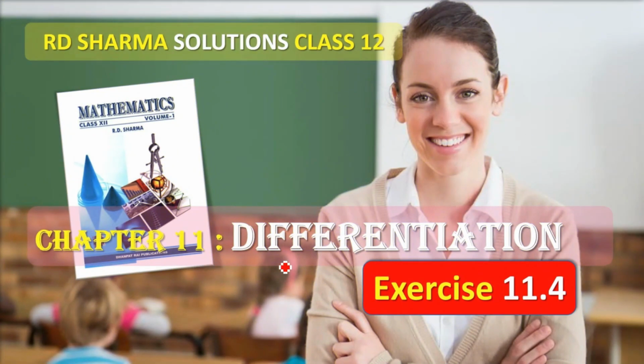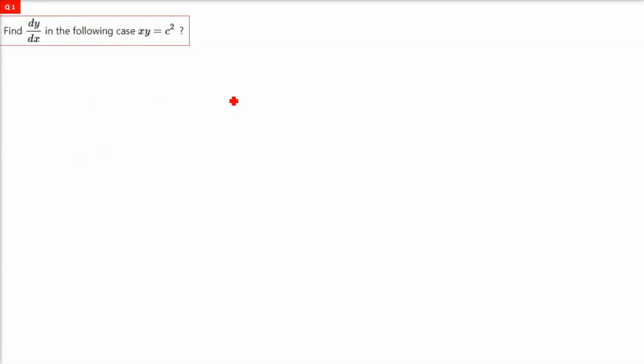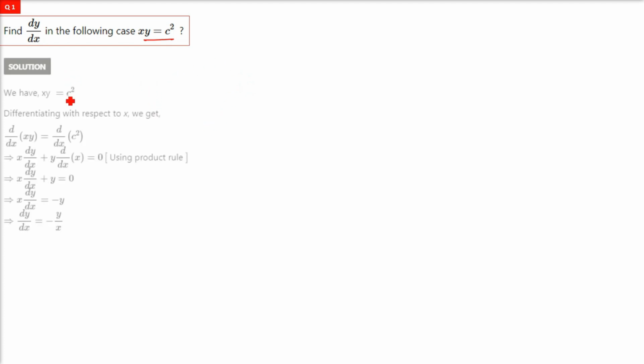This is R.D. Sharma solution, class 12th, chapter 11, differentiation. Exercise is 11.4. Now, here in this exercise, we will have multiple dy by dx. So, we will combine all the dy by dx, keep it on the left hand side. Whatever comes on the right hand side will be the answer.